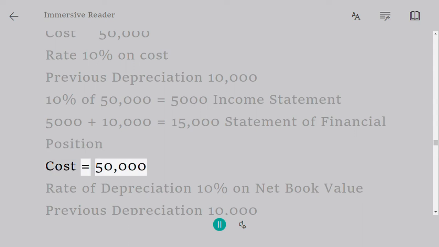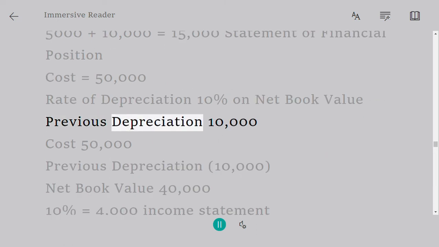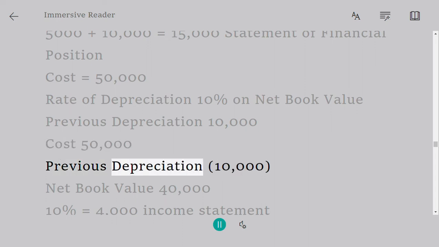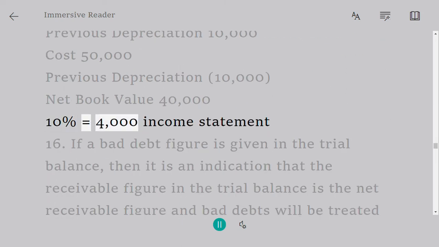Cost equals 50,000. Rate of depreciation 10% on net book value. Cost 50,000. Previous depreciation 10,000. Net book value 40,000. 10% equals 4,000, income statement.